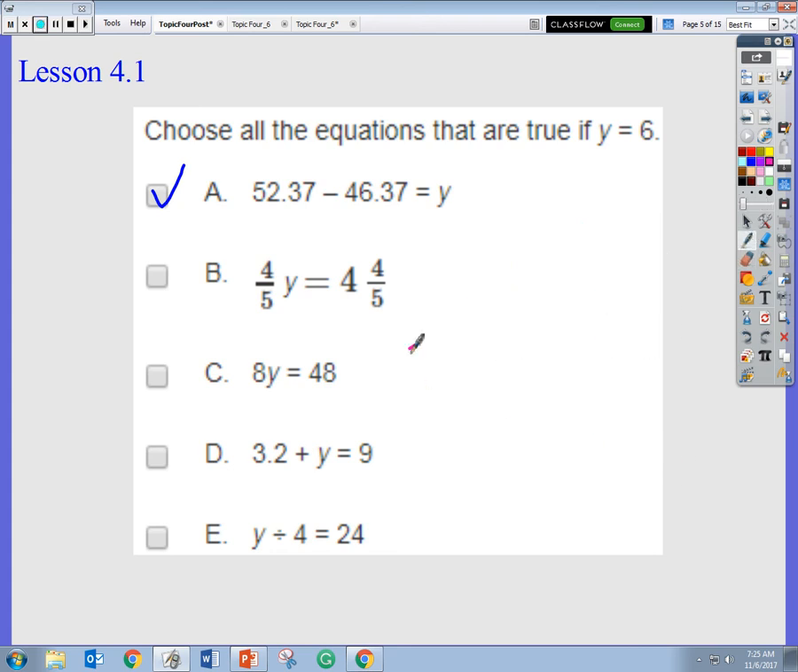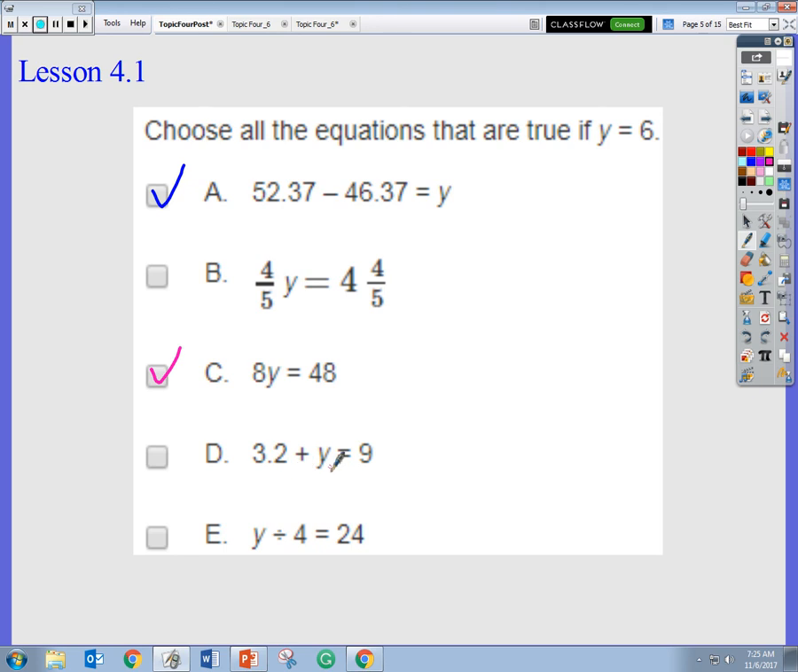The next one, we substitute in a 6 for the y. Well, this just says, hey, 8 times 6 should hopefully equal 48. 8 times 6 does equal 48. 48 equals 48. That's a check. So we know that C works if we have y as being equal to 6. It makes that equation true.